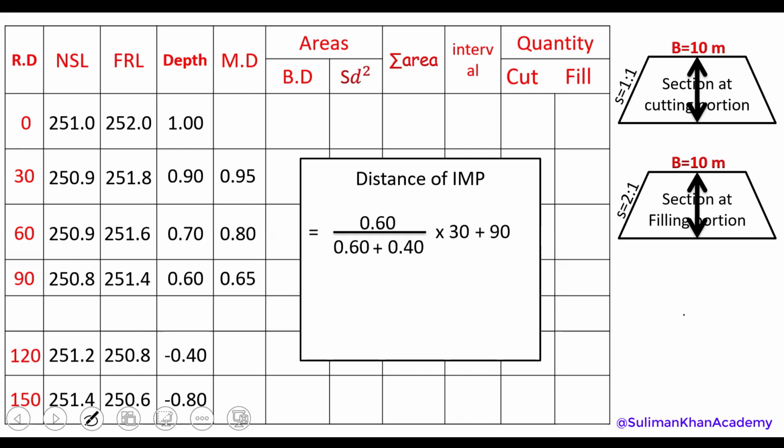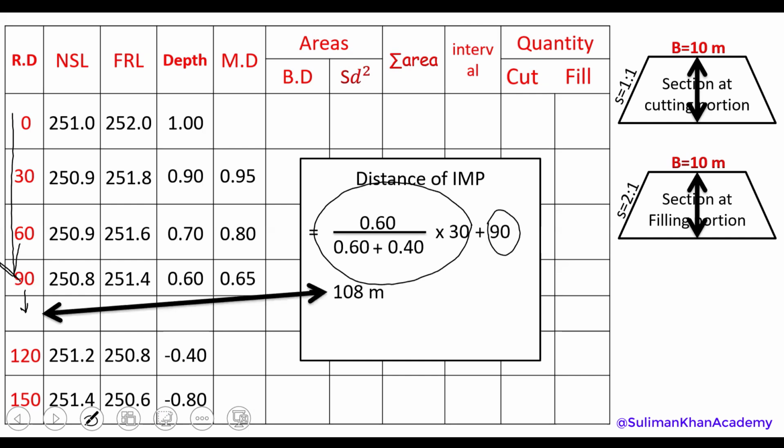Why are we adding the last station? Because if you don't add the last station, then this formula is going to give me the distance from 90 onward. We are adding the distance up to 90 because we are calculating the intermediate point from point 0. Do some math so you can have the intermediate point. Is it clear now?